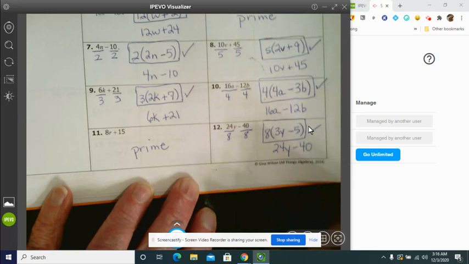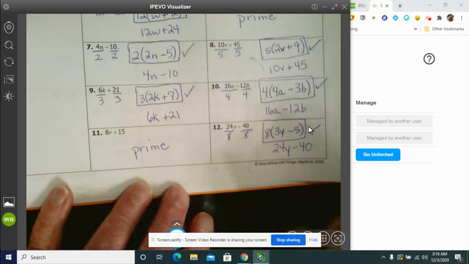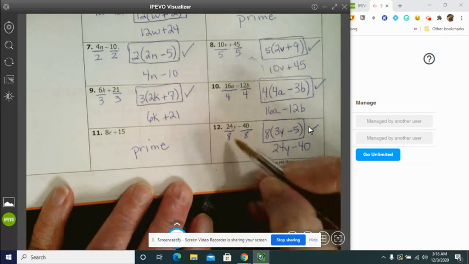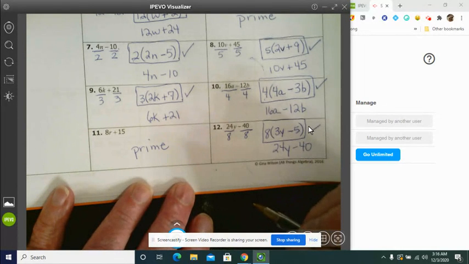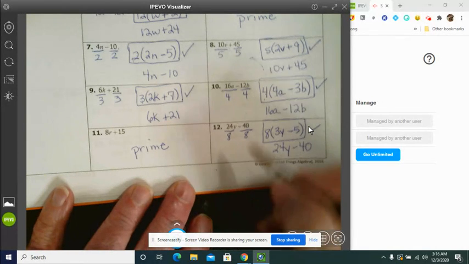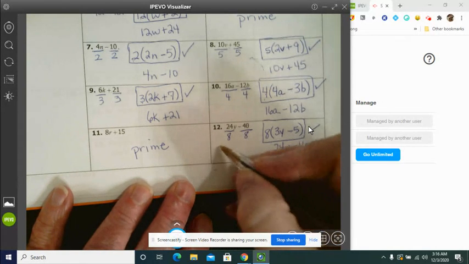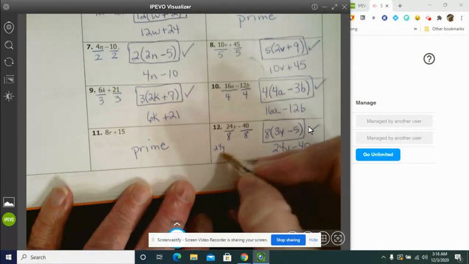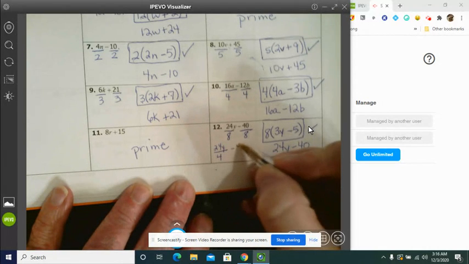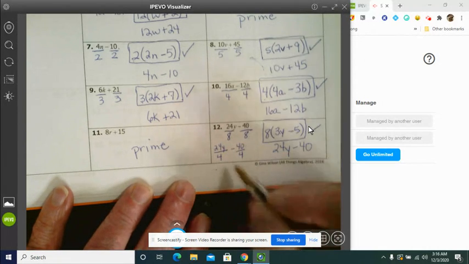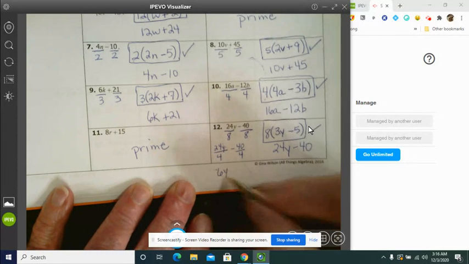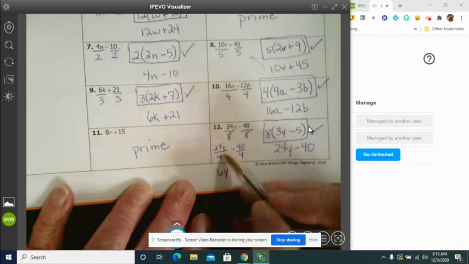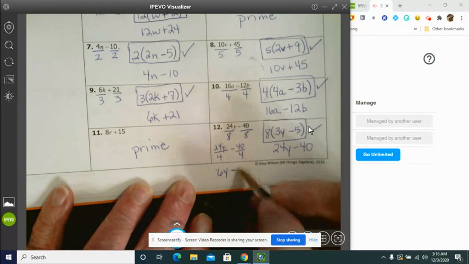So my answer checks. But I want to point out real quick that if I had decided to do it by 4 instead of by 8, maybe I didn't realize that 8 was my greatest common factor, and I went with a 4, this is what's going to happen. I'm going to say 24y divided by 4 minus 40 divided by 4. So that's going to say 24y divided by 4 is 6y, and 40 divided by 4 is 10.